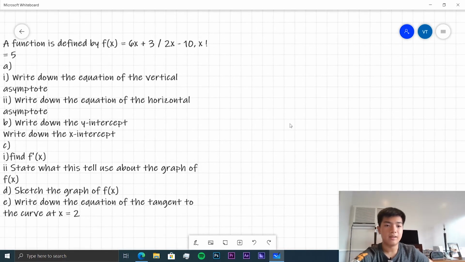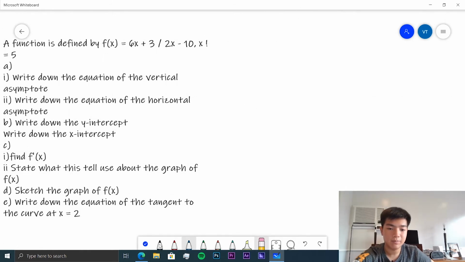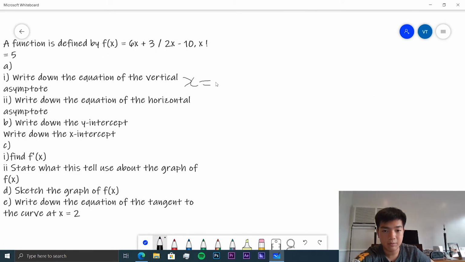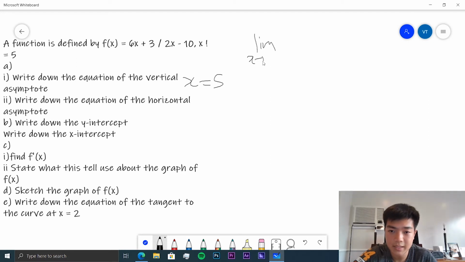Okay, first of all, the vertical asymptote is simply x equals 5, since that's what the function is not defined for. And also, when x tends to 5, the function tends to infinity. Next, write down the equation of the horizontal asymptote. So we need to find the limit as x tends to infinity of (6x plus 3) over (2x minus 10).